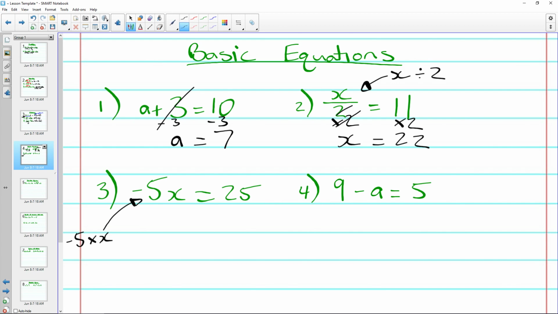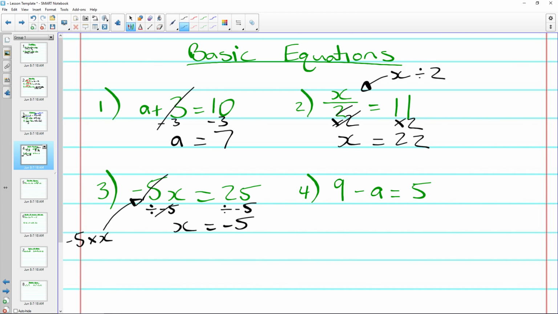So what we're going to do here is divide by negative 5 and divide by negative 5. When we do negative 5 divided by negative 5, they go away. So we get x equals 25 divided by negative 5. Well, as we know, 25 divided by 5 is 5. So if we divide by negative 5, we're going to get negative 5 as our answer.